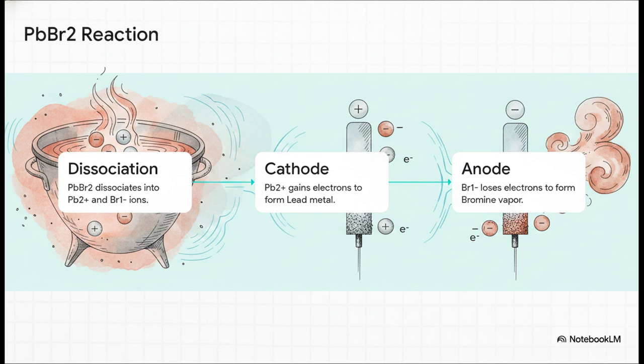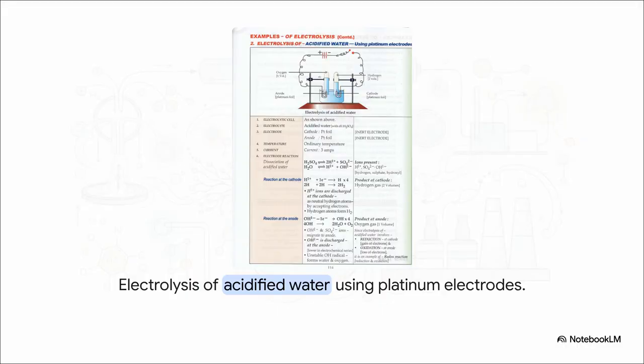The positive lead ions migrate straight to the negative cathode. There, they gain 2 electrons and discharge, leaving behind this really beautiful silvery green deposit of pure lead metal. Meanwhile, the negative bromide ions are migrating over to the positive anode, where they lose electrons. They pair up into molecules and then evolve into these striking reddish-brown fumes of bromine vapor. It's quite a sight. Let's look at another classic example, the electrolysis of water.